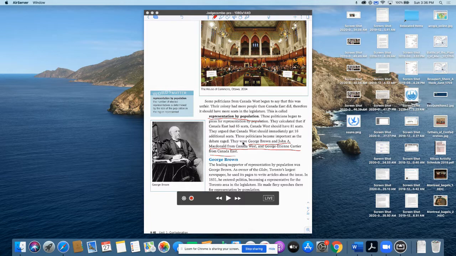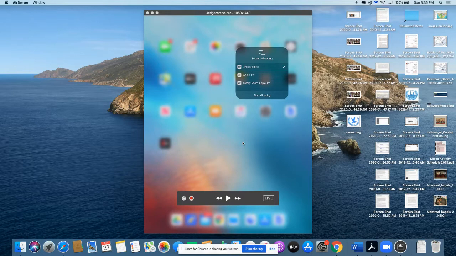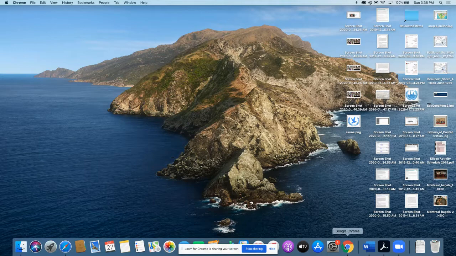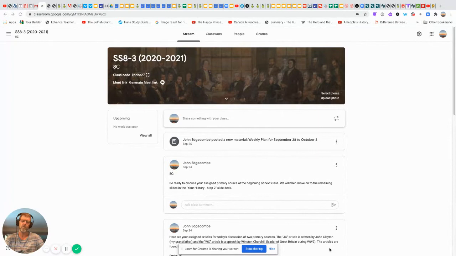Anyway, I'm just going to go back to my computer here. So I hope that this little explanation explains things a bit more clearly for you, what's going on with the colonies and what might lead them to want to join together as one country.